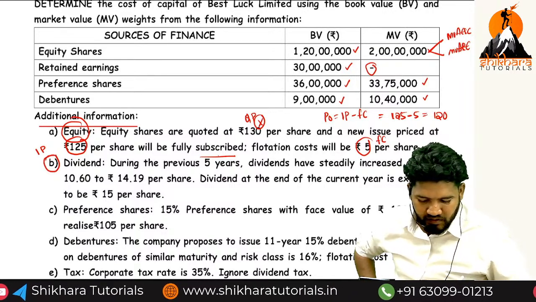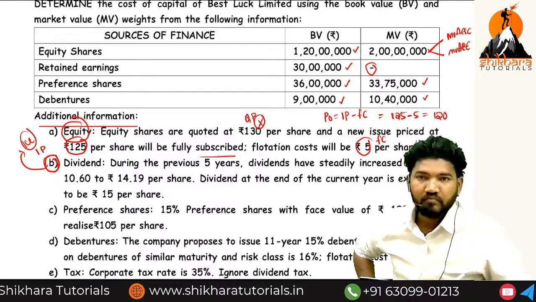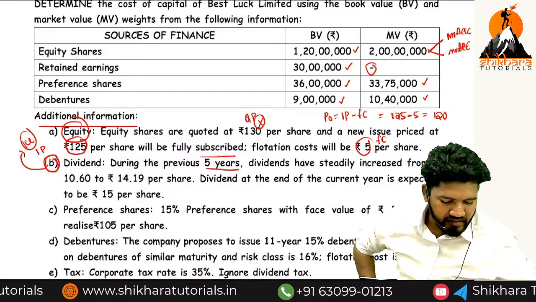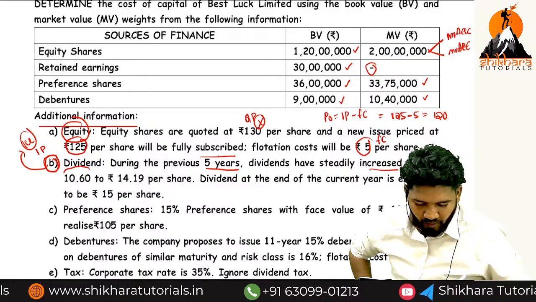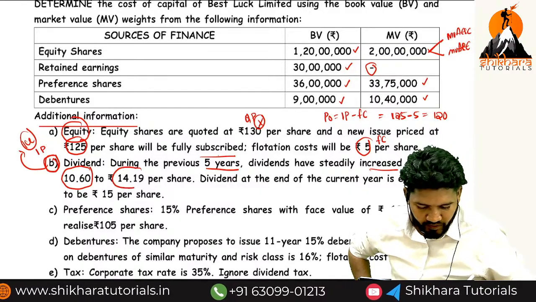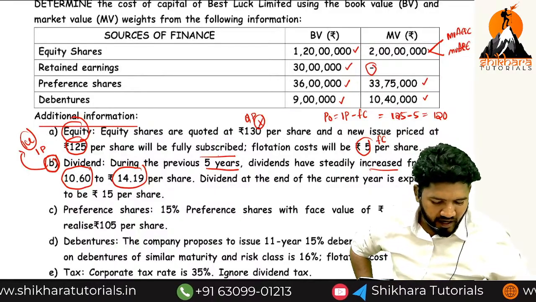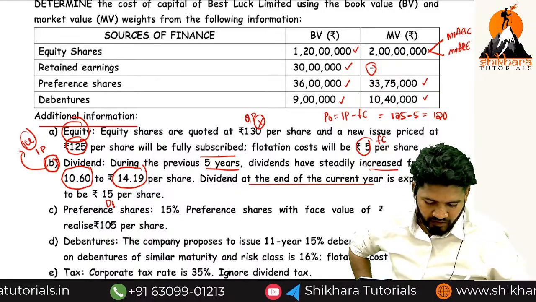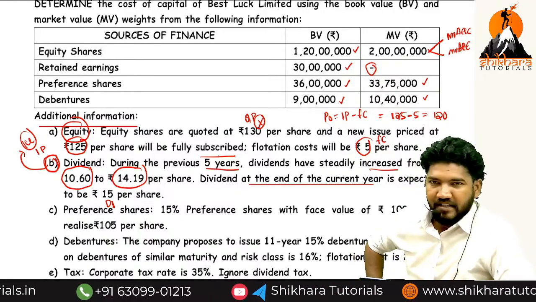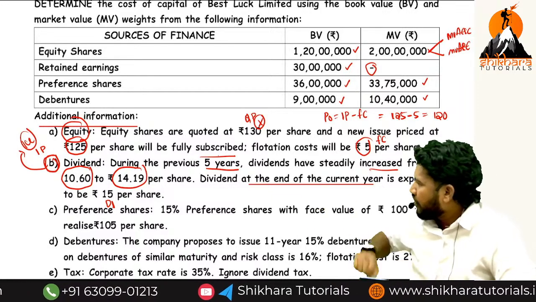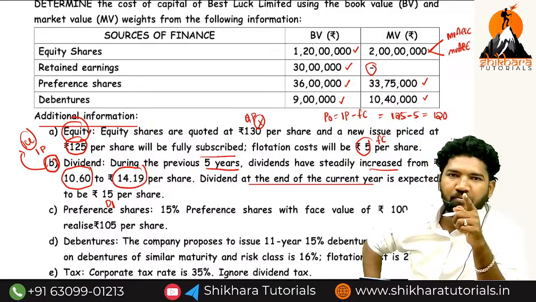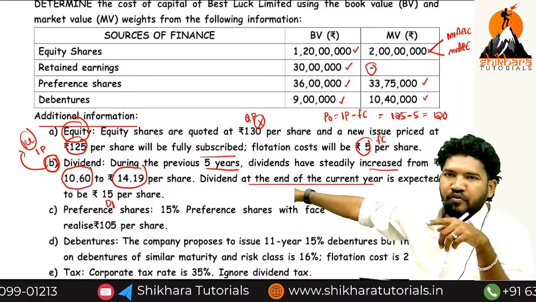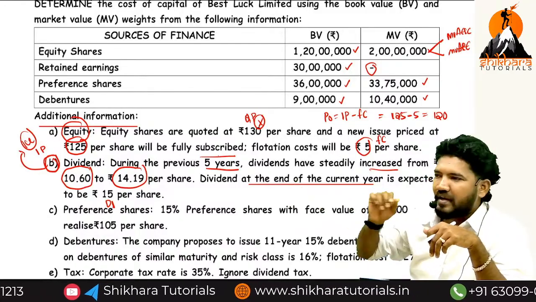Next, dividend. The dividend also relates to KE only. Dividend during the previous 5 years has steadily increased from 10.60 to 14.19 per share. Dividend at the end of the current year is expected to be 15, this is D1. What about the 10.6 and the 14.19? Growth rate purpose. That's the point I said, indirect method, time value of money concept. 14.19 is future value, 10.6 is present value.